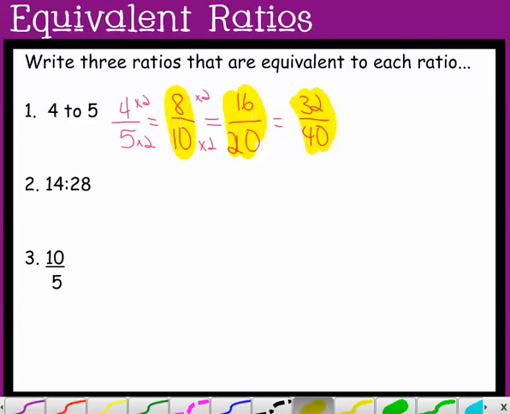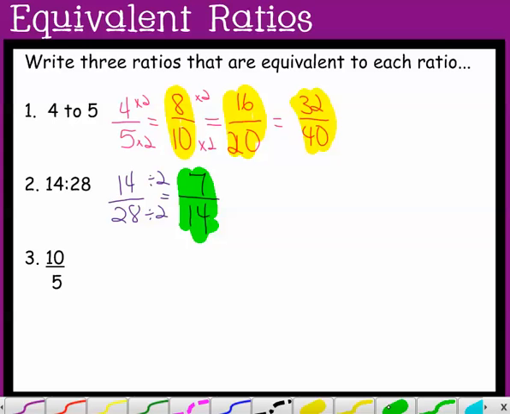Always evaluate before you start doing that, though, because sometimes the work is a little easier if we simplify. So let's take 14 to 28. Well, I know right away, since they're both even, these two numbers have a factor of 2. So I can use division this time if I choose. I can use multiplication, but this will make it a little easier to handle. 14 divided by 2 is 7. 28 divided by 2 is 14. That means 7 to 14 is equivalent to 14 to 28.